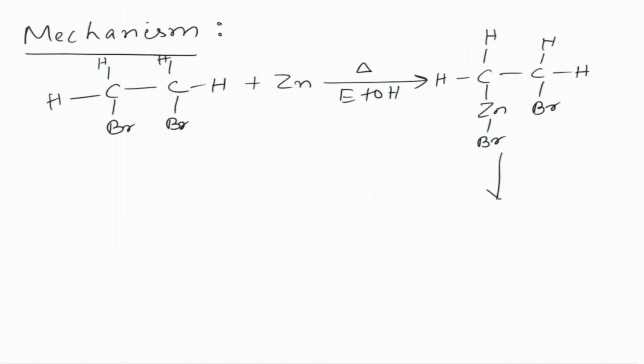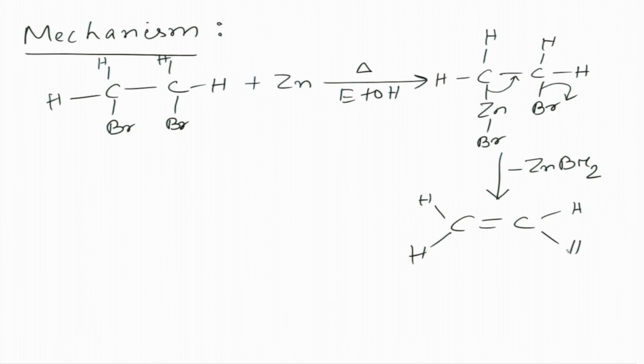Okay. Now in the next step, this bond breaks, double bond forms and bromide is liberated. So we get zinc bromide, that is ZnBr2, and one alkene is formed. This is ethene from 1,2-dibromoethane. Okay. So this is the method for conversion of vicinal dihalides to alkenes.